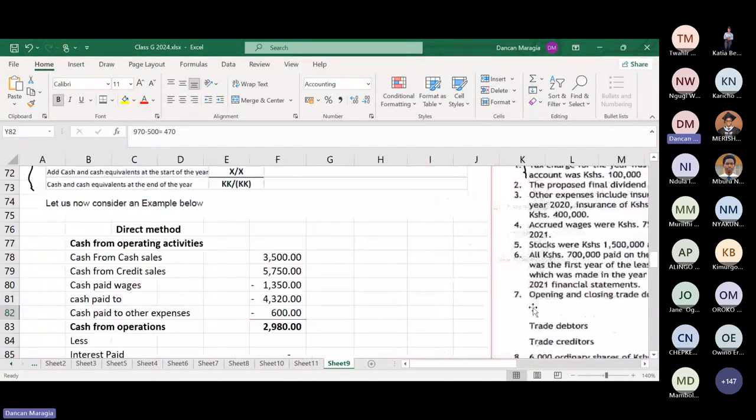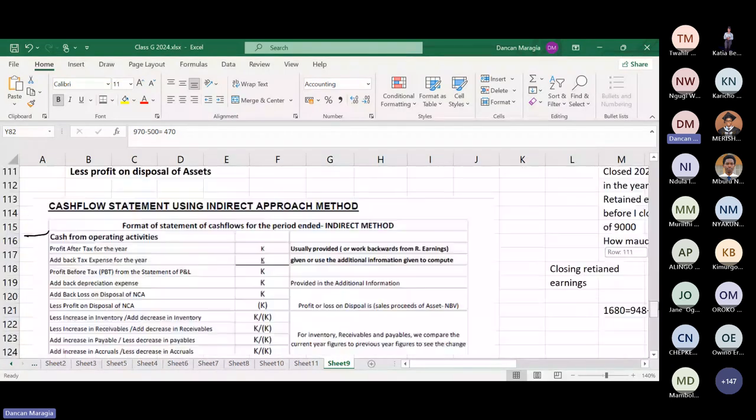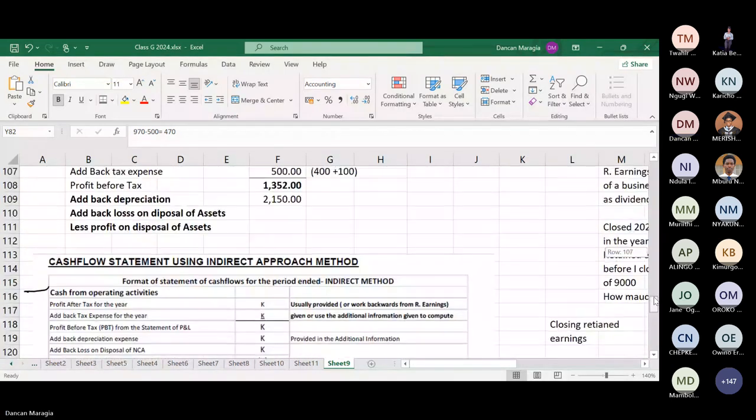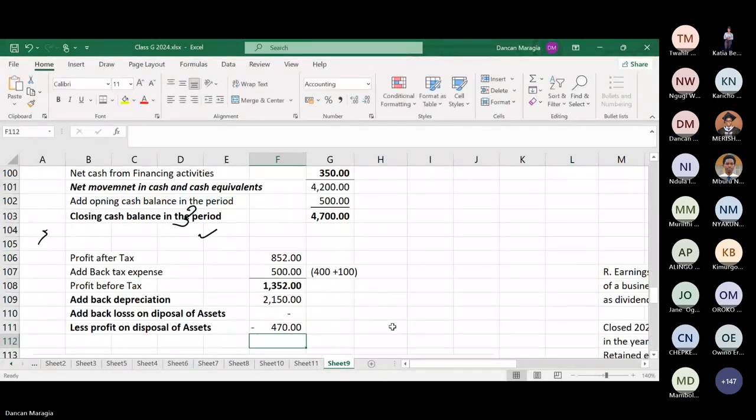That is what we will be looking at here. When I was saying add back loss on disposal of assets, I did not see any. Less profit on disposal. So profit on disposal is going to be how much? 470.